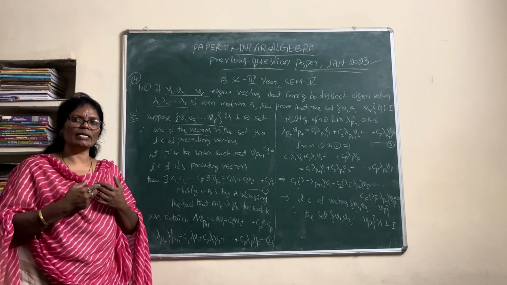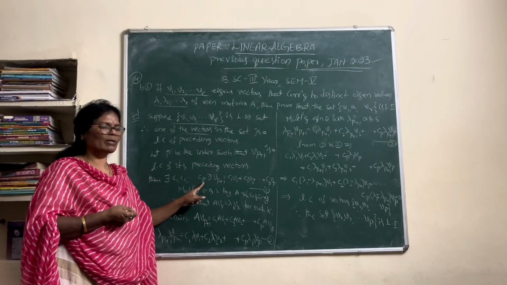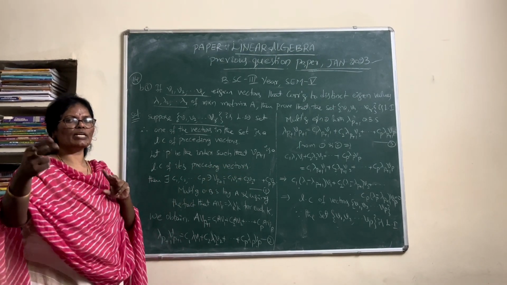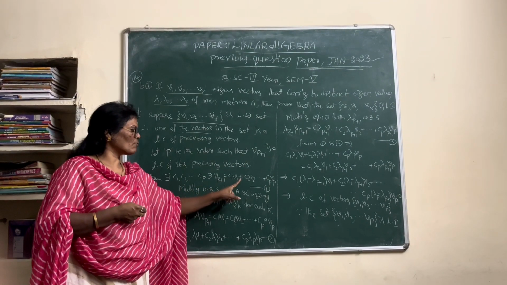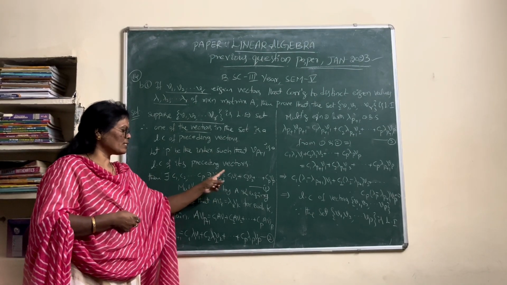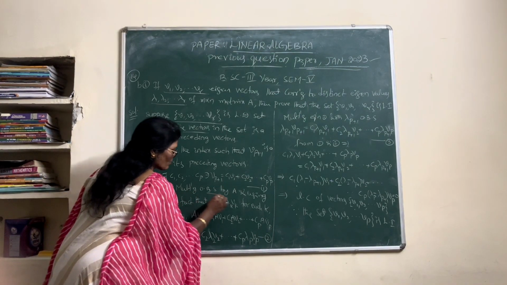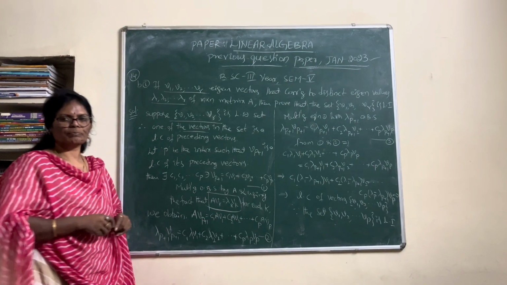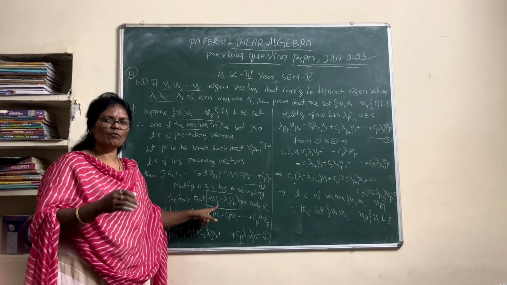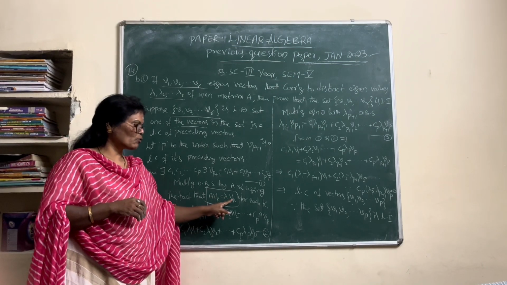That means there exist scalars. So there exist C1, C2, so on up to Cp, these are scalars, such that Vp+1 can be written as a linear combination of the remaining vectors: C1 V1 plus C2 V2, so on, Cp Vp. Multiplying both sides by A and using the fact that A Vk equals lambda k Vk, where k is 1, 2, 3 and so on: A V1 equals lambda 1 V1, A V2 equals lambda 2 V2, etc.